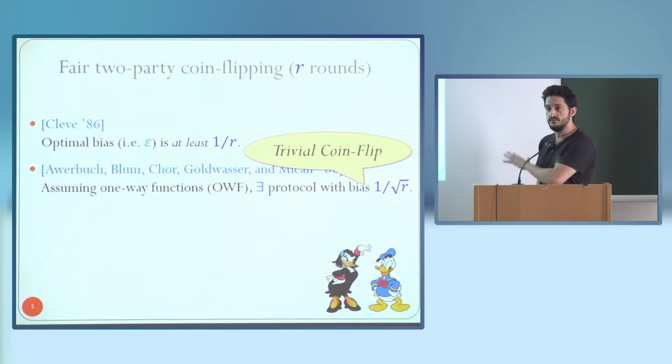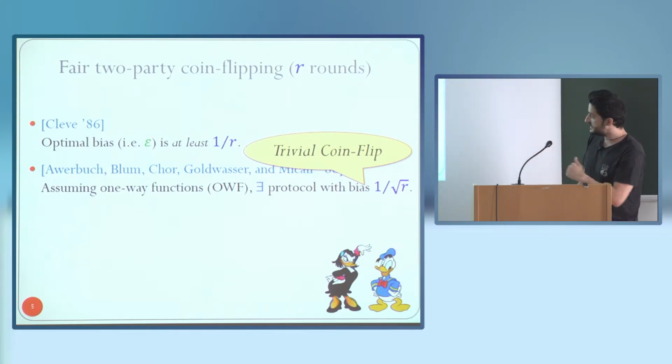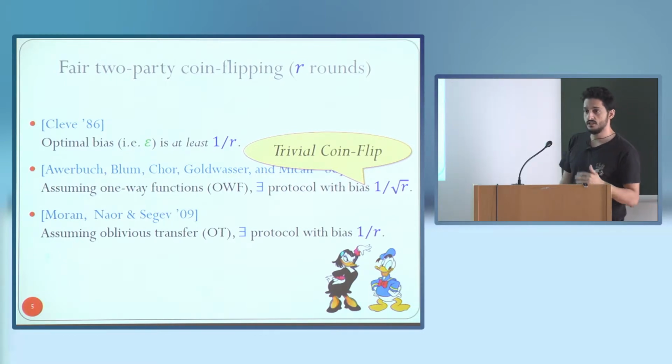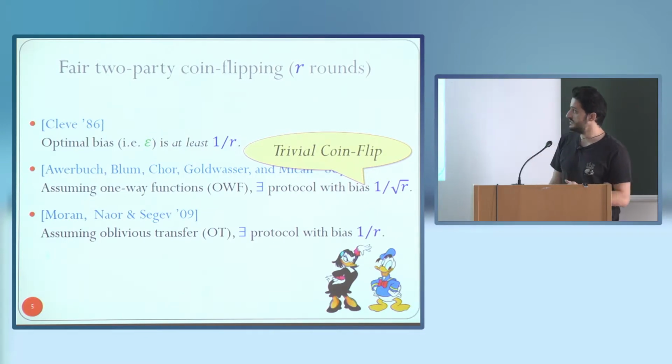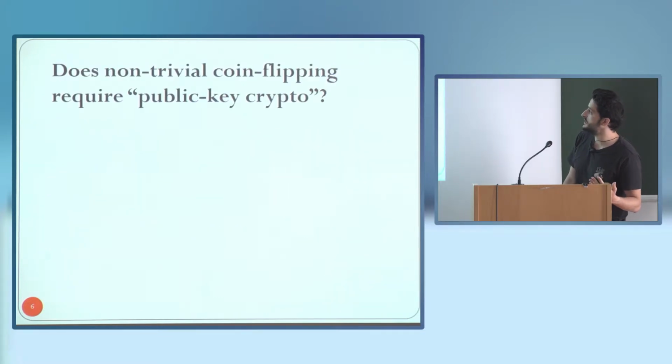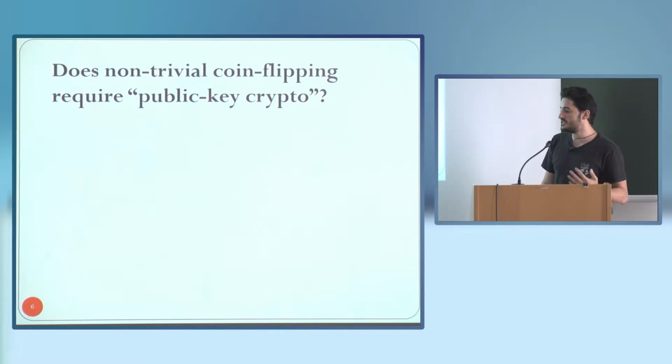Okay, and we're going to call these kinds of protocols trivial coin flips. Like, there's nothing really trivial about them. It's just that we want to differentiate them from the next types of protocols, which assume oblivious transfer and can guarantee optimal bias, which matches Cleve's bound of magnitude 1 over R. Okay, so this gives rise to the following natural question of whether non-trivial coin flips, so anything better than 1 over square root of R, require some kind of public key cryptography.